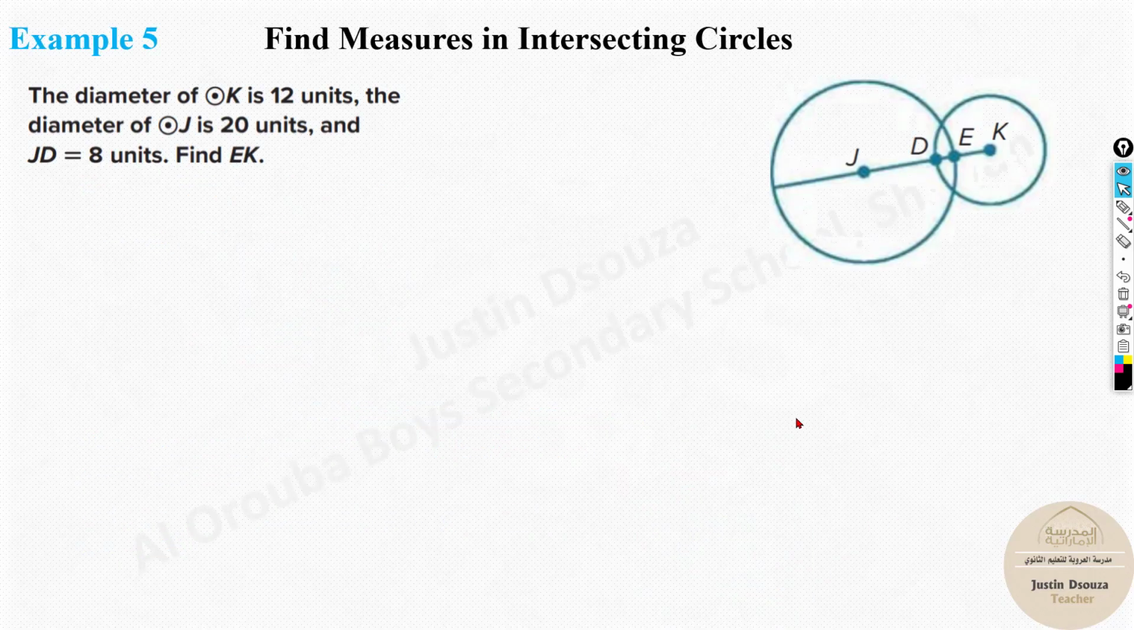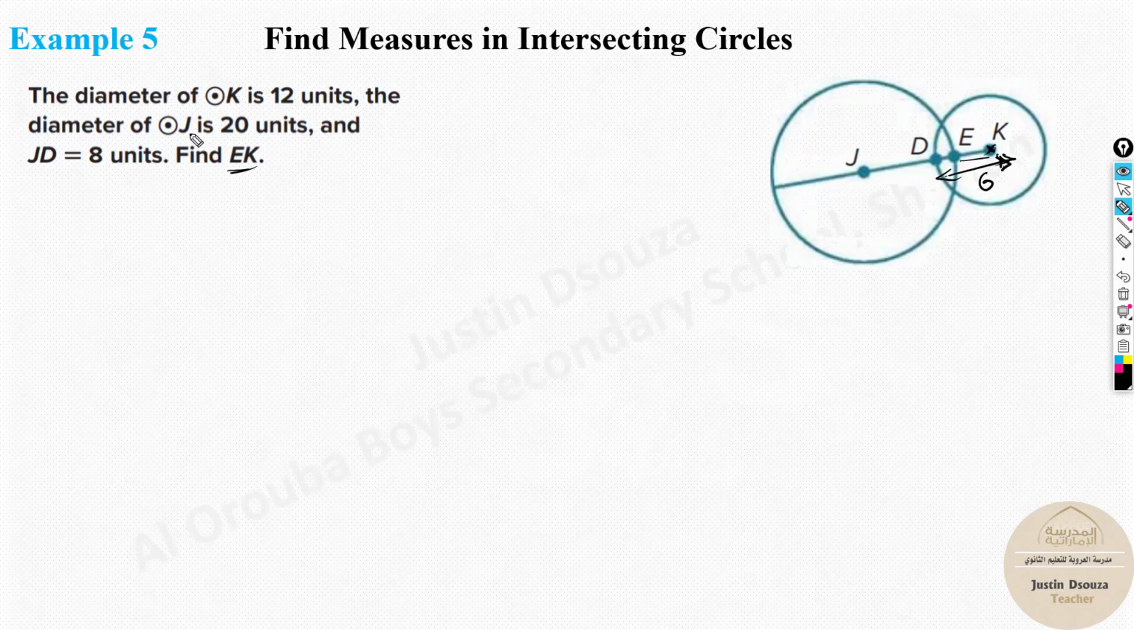Now we have a last problem over here. It is a very interesting one. You can solve it in different ways. Now they have given us the dimensions of a few things. That's the diameter of the circle K. Let's write it out. This diameter is 12, the entire length. I don't want the entire length because I'm only interested in EK. So I will write what is the radius of this particular circle. If its diameter is 12, the radius is half of it, 6.